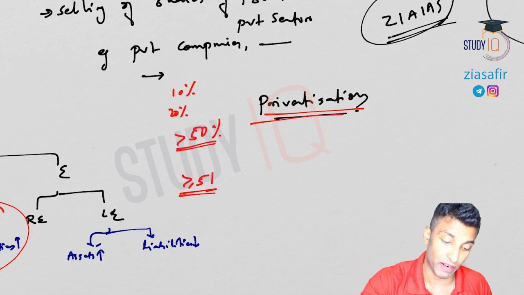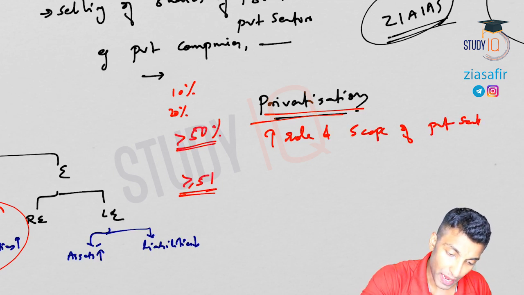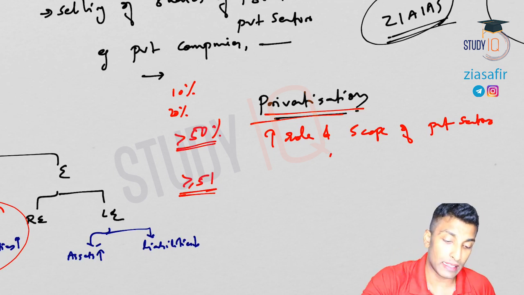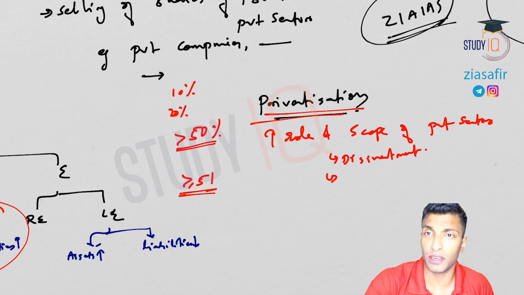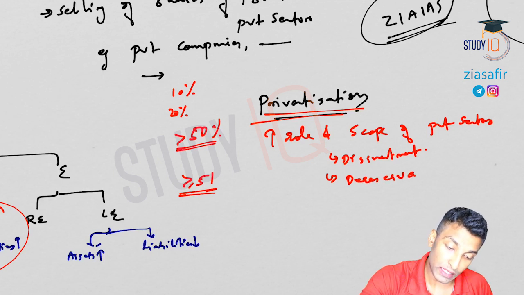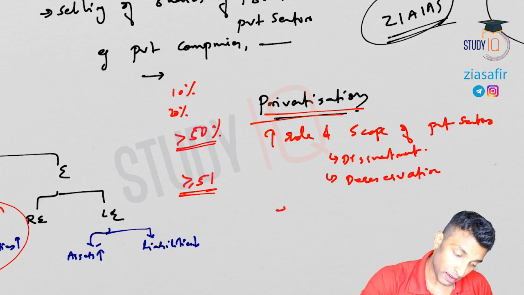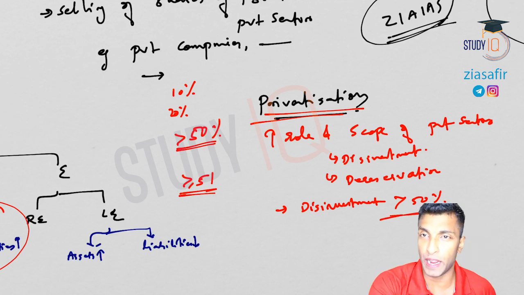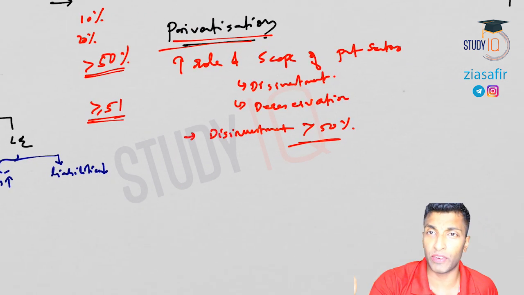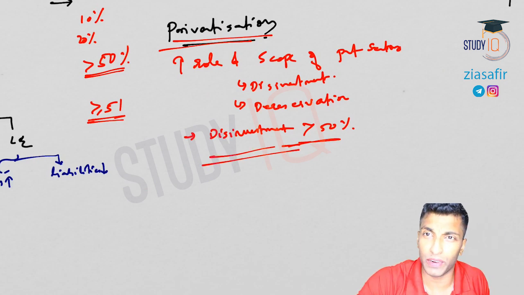increases the role and scope of the private sector. Basically, one of the means of privatization is disinvestment. Another is dereservation; we discussed this with the new industrial policy 1991, along with dereservation, delicensing, etc. If disinvestment is more than 50%, then management will be shifted to the private sector. When we discuss strategic disinvestment, we will discuss this in detail shortly.